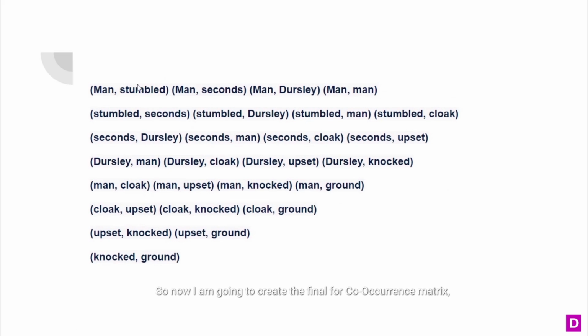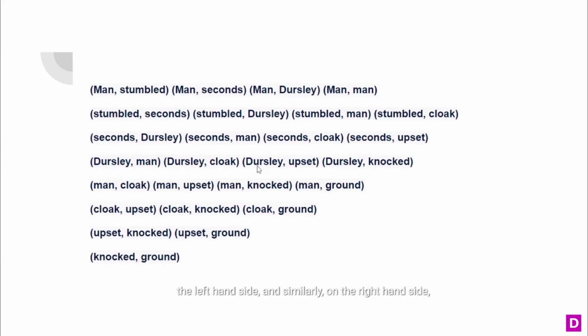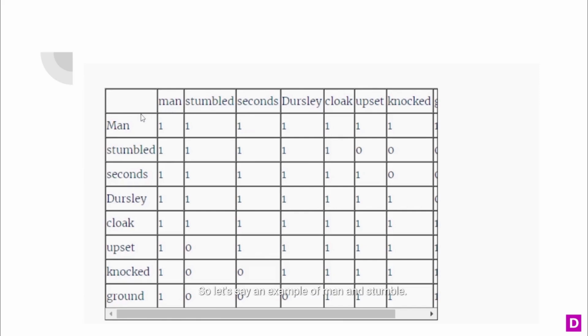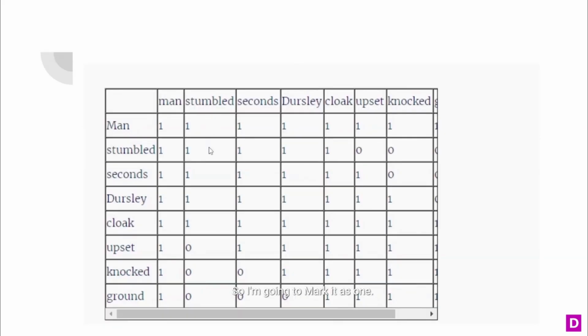Now I am going to create the final co-occurrence matrix, which will look like this. I will pair or map each of the words on the left-hand side and similarly on the right-hand side. Based on the pairs which I have created, I am going to mark 1 if there is a pair with those words. If there is no pair for those words, then I mark it as 0. Let's take the example of man and stumbled. There is a word stumbled, there is a word man. There is a pair which exists, man and stumbled, so I mark it as 1.